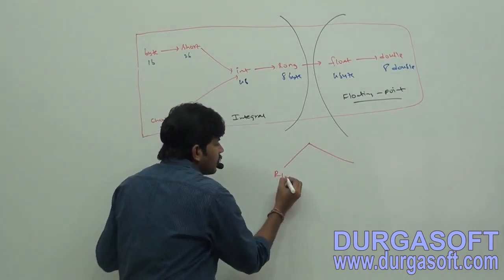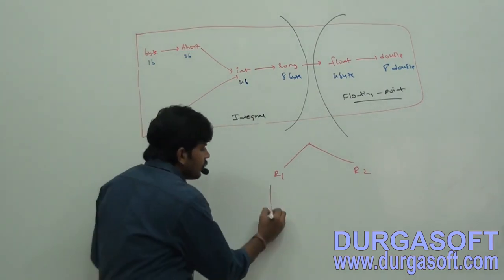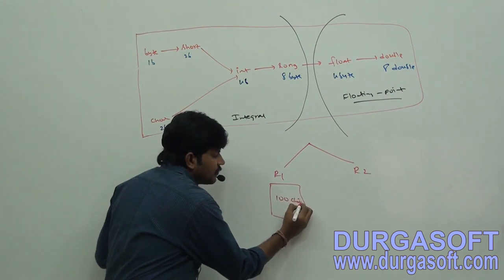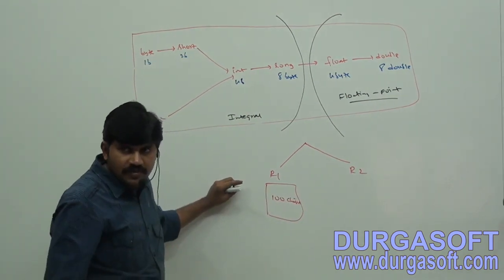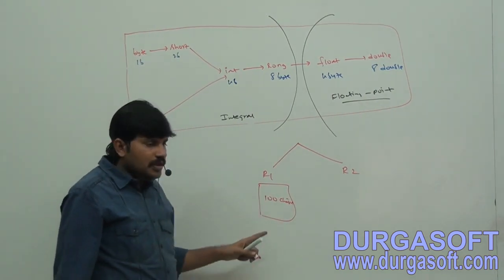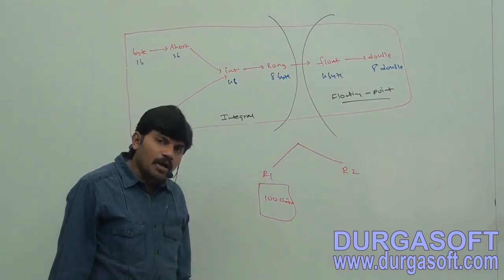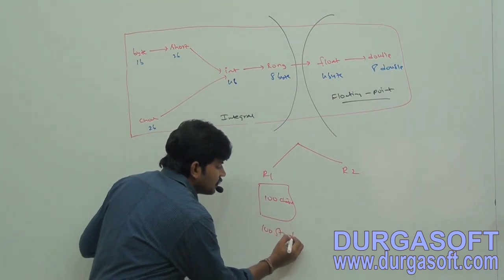Room 1, room 2. In the first room, 100 chairs are there. In every chair, one member is allowed to sit. In the first room, how many chairs are there? 100. In every chair, one student is allowed to sit. Then in the first room, how many students can sit? 100. 100 students can sit.